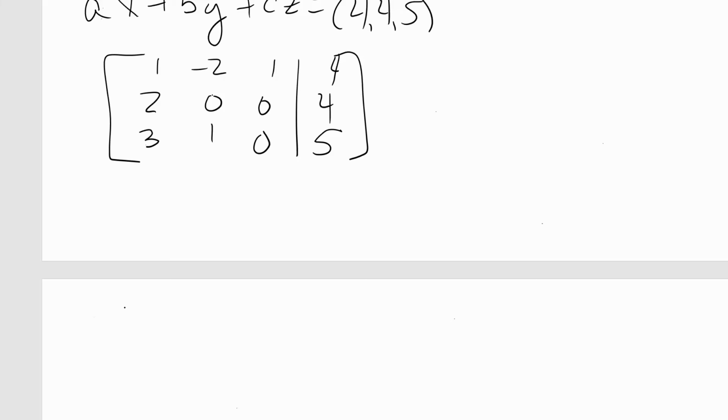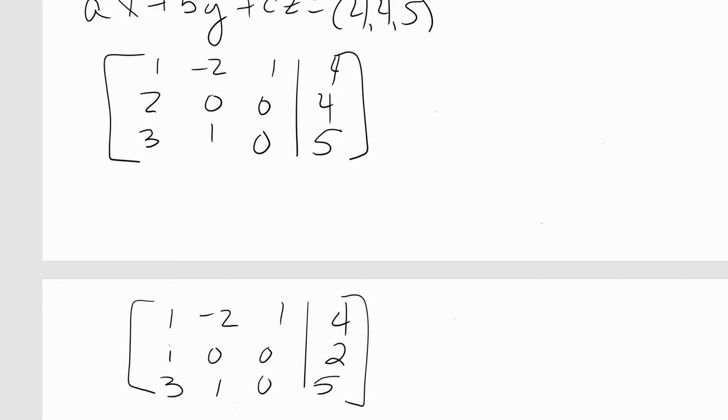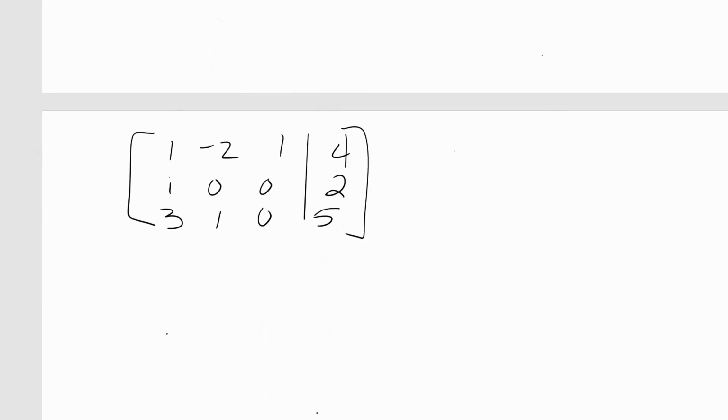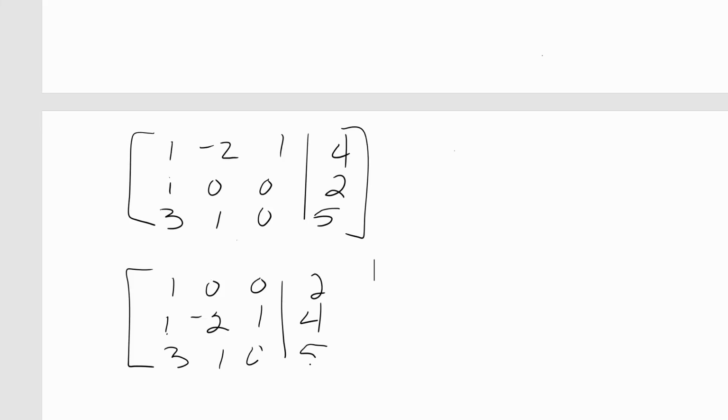Here I happen to notice something a little bit nicer. So I'm going to leave my top row, but I'm going to divide my second row by 2. Gives me 1, 0, 0, 2. And then I'm going to leave my bottom one, 3, 1, 0, 5. All right, so now that middle row is exactly what I want for my top row, so I'm going to move it up. 1, 0, 0, 2 over 1, negative 2, 1, 4 over 3, 1, 0, 5.